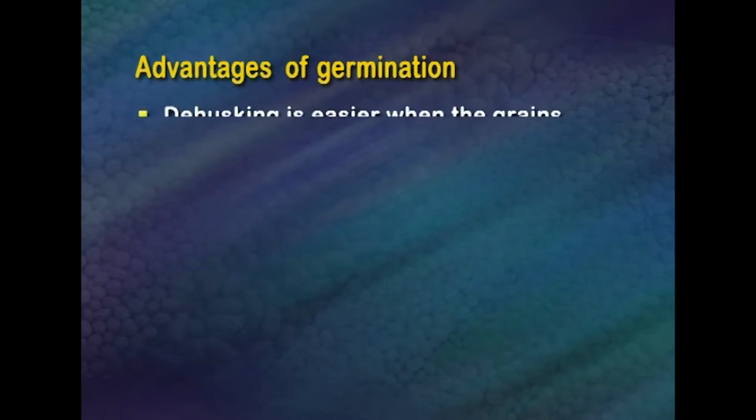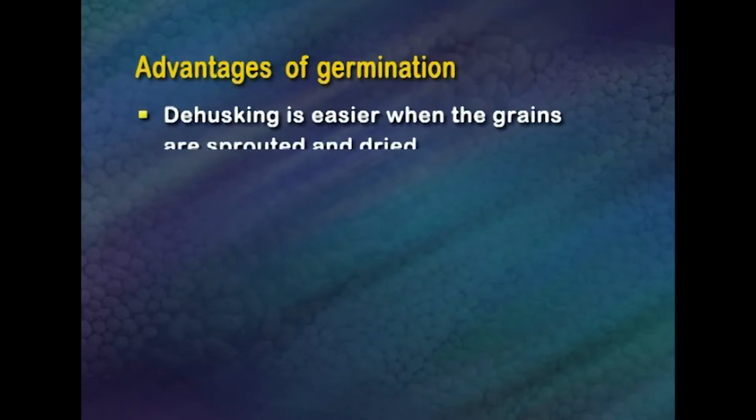Vitamin C is synthesized during germination and can be substituted for fruits. The increase in vitamin C is around 7 to 20 milligrams per 100 grams of pulses. After 30 hours of germination, the vitamin C content is maximum, and sprouting also decreases the cooking time, and dehusking is easier when grains are sprouted and dried.